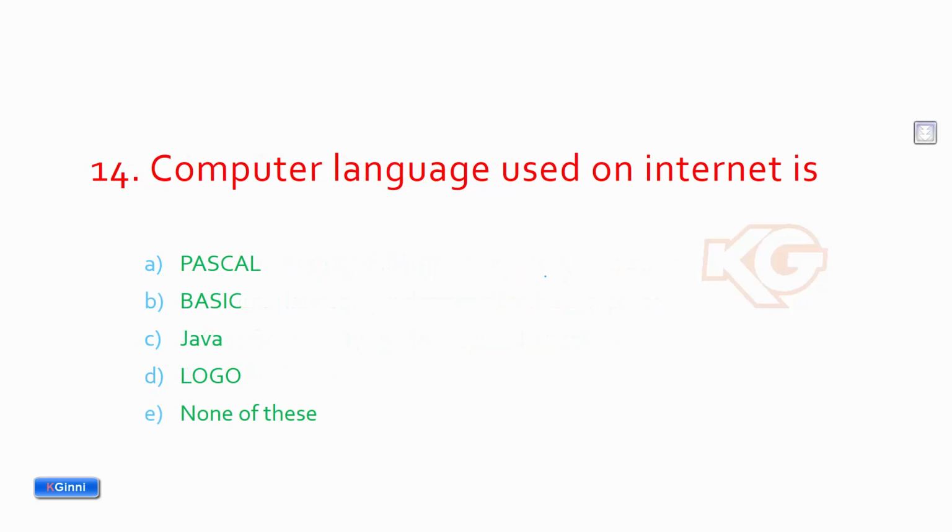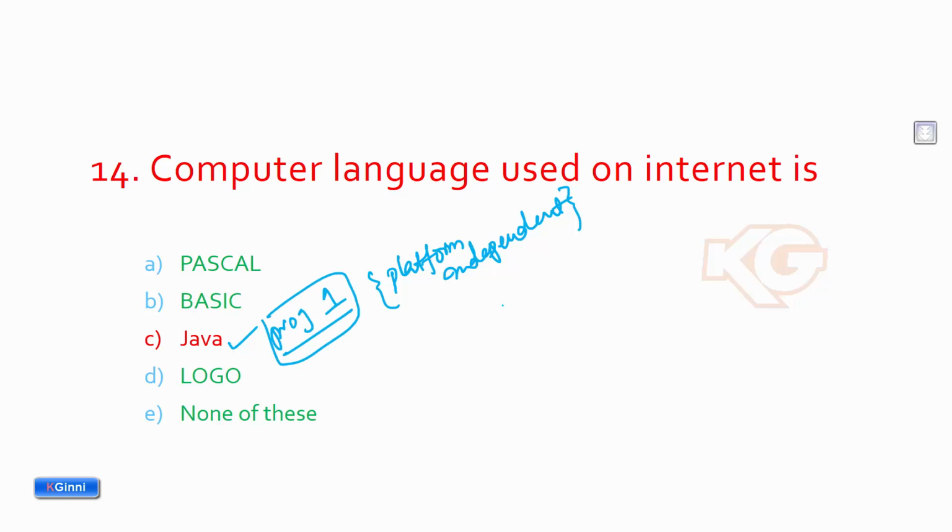Computer language used on internet is called dash. We already discussed this. Option C, Java, is correct because of its platform independence. So always remember Java is so successful because now it is the internet era and you can write a program once and export it to multiple operating systems. So it is totally independent of it. That's the reason you can see Java extensively on the internet and in web browsers in terms of applets.